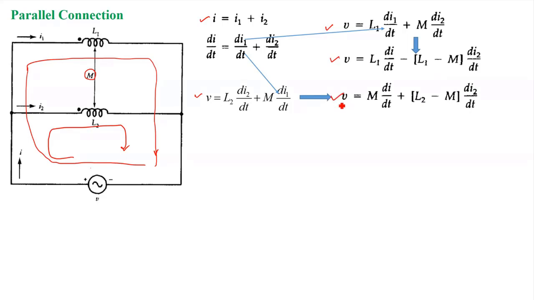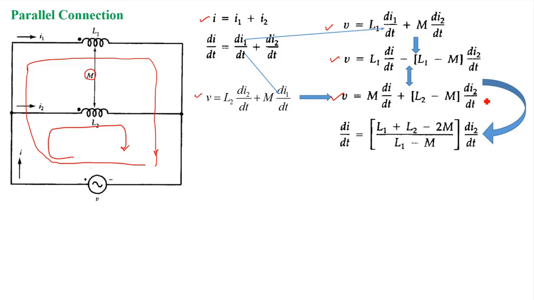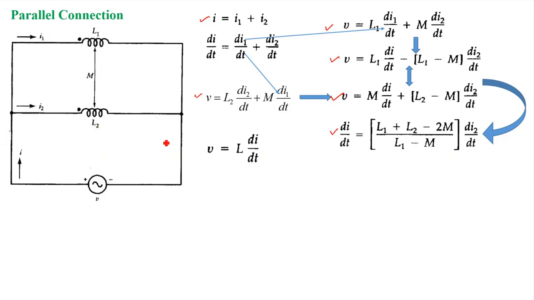Now both these equations are applicable to this circuit, so the voltage equations will be the same. By equating these two equations, just by some manipulation, I can find di by dt will be equal to L1 plus L2 minus 2M by L1 minus M, that into di2 by dt. Just eliminating di by dt, I can find this equation. Also, we take the net equivalent inductance of these two inductances as L.